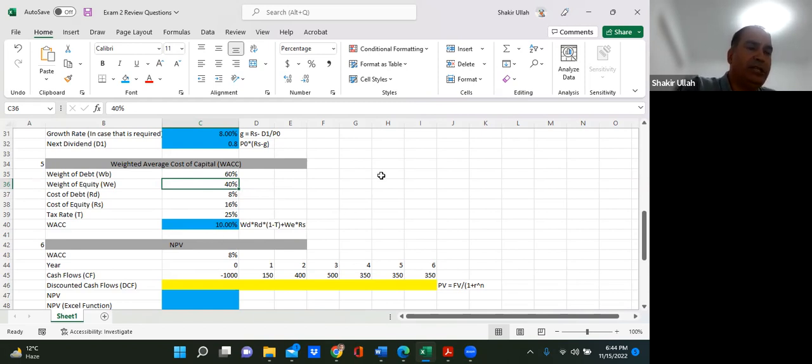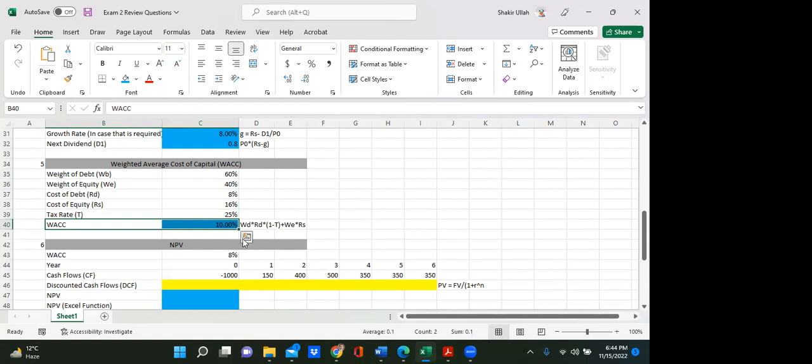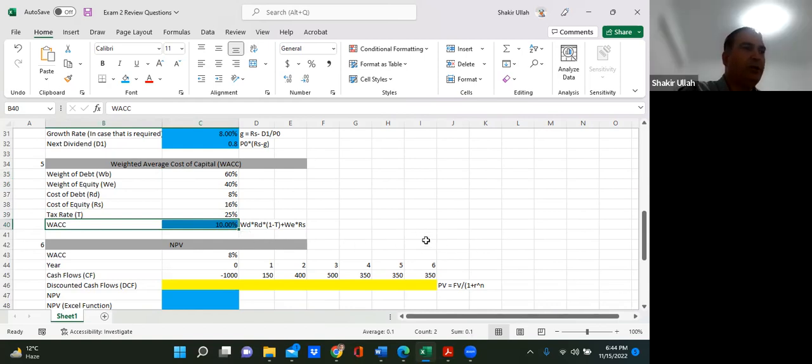Will it increase or decrease if we replace 60% of the debt with equity? Will the cost of equity increase or decrease? The weighted average cost of capital, will this answer increase or decrease? What do you think? Decrease. And why do you think so?